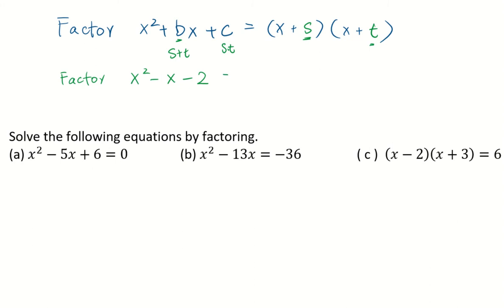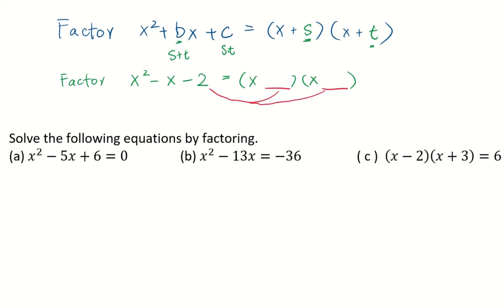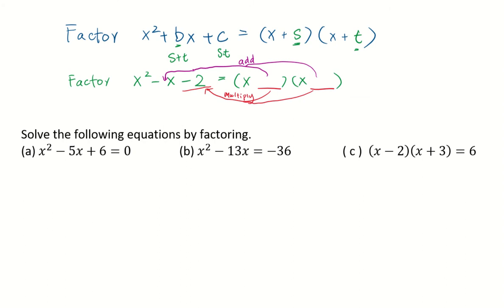Well, if it is factorable, not every trinomial is factorable, by the way, then it will be in this form, x something times x something. The two numbers we need here will multiply to be negative 2 and add up to be the number in front of x here, which is negative 1. Okay, so first let's look at negative 2. What two numbers will multiply to be negative 2?